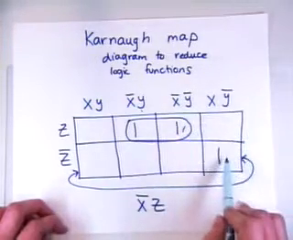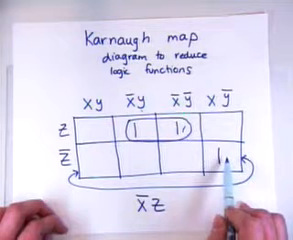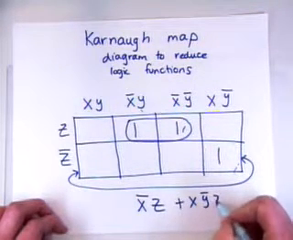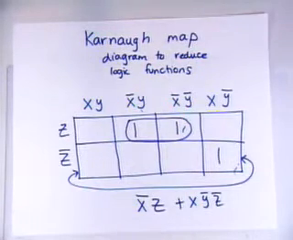And this can't be reduced because it's not adjacent to anything. Right? So that's plus x, not y, not z. Isn't that cool? I think it's cool.